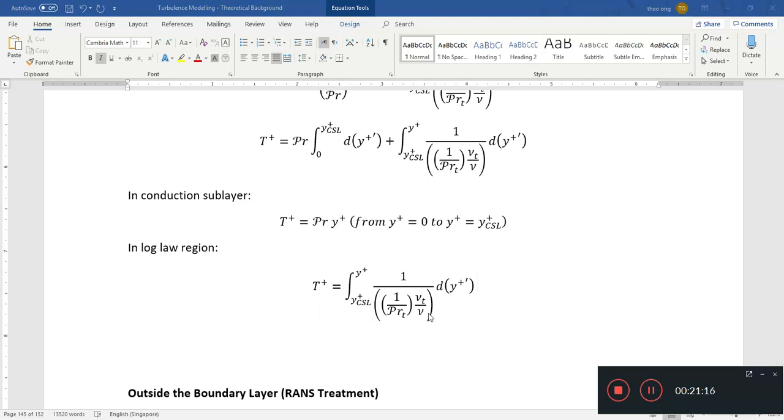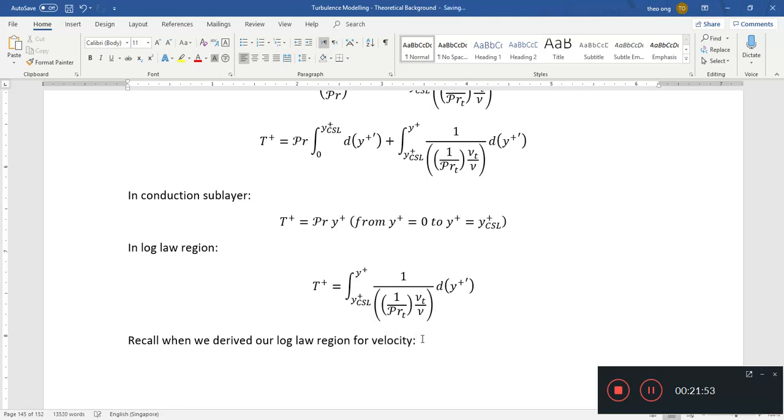But then how do we integrate this term over here? The way to approach it is to consider this nu t term. Now, the thing is, how do we get this? We need to get it from how we got our momentum sublayers. So recall when we derived our log law region for velocity. This was many videos back, I hope you still somewhat remember.